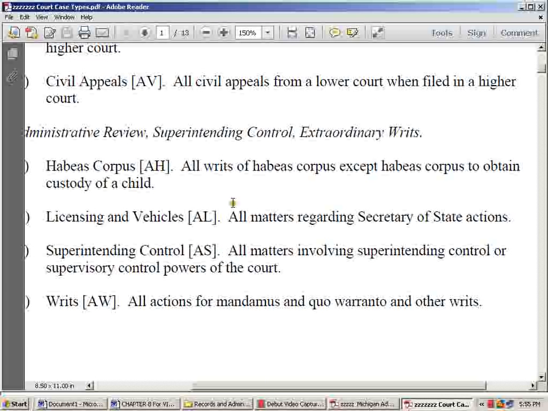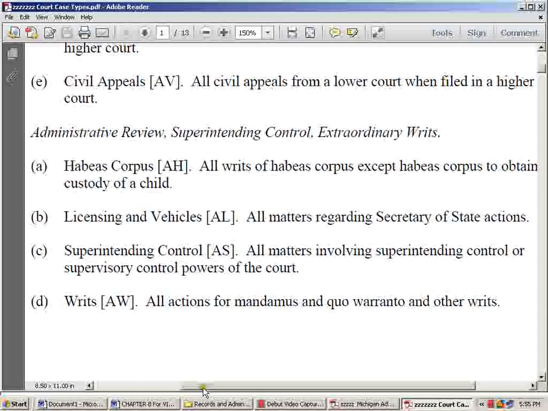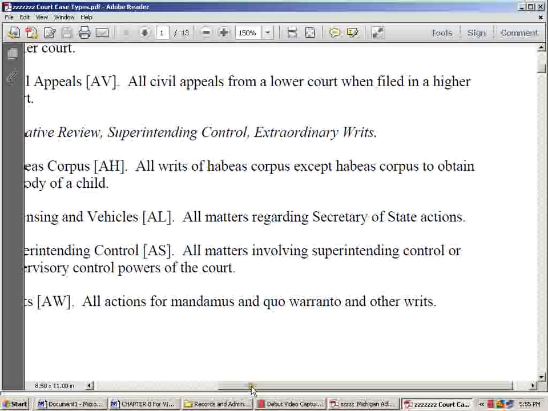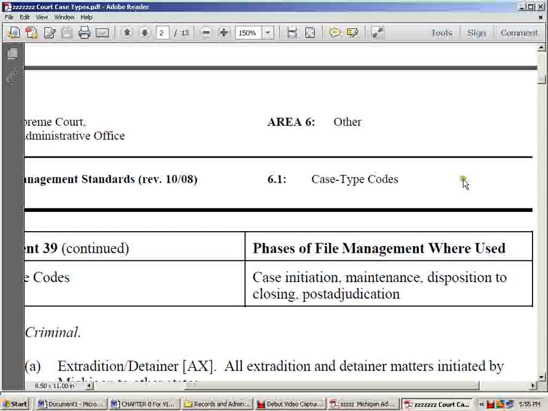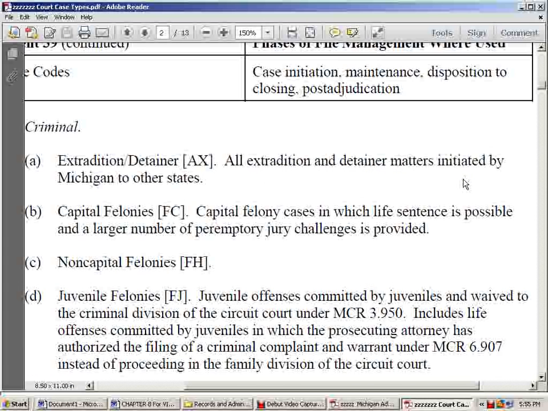So that's what you would put, those letters, AW, apparently. AH for writ of habeas corpus. All writs of habeas corpus except habeas corpus to obtain custody of a child. Well, I want to work in that one. I want a habeas corpus to take custody of my child, Robert Allen Rytlewski. So this goes on and on and on.